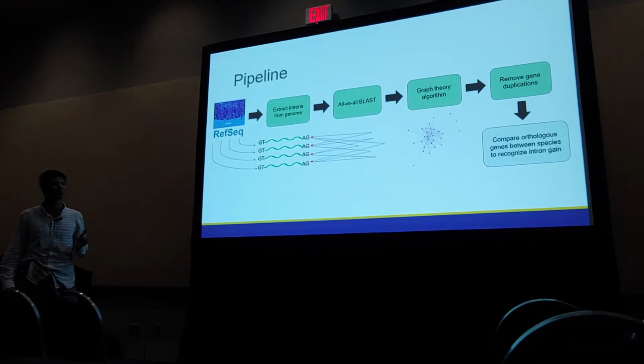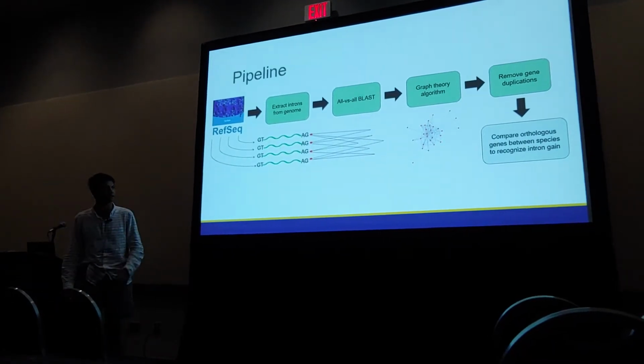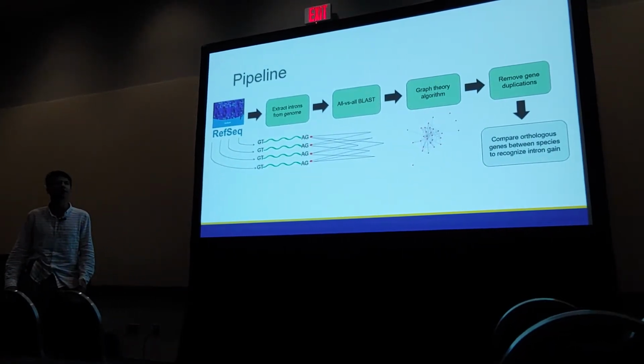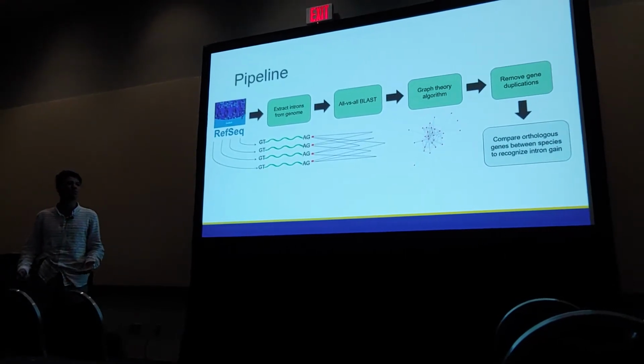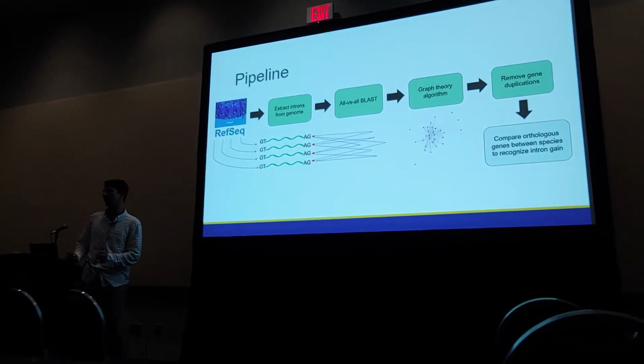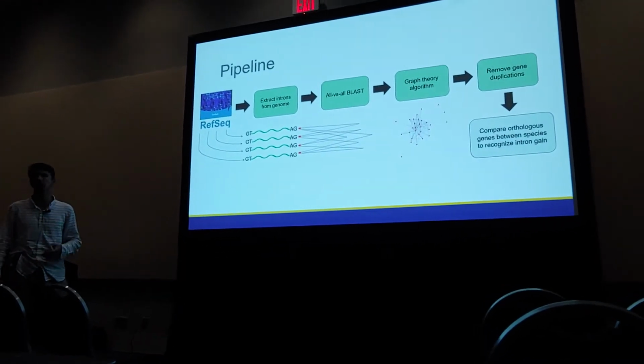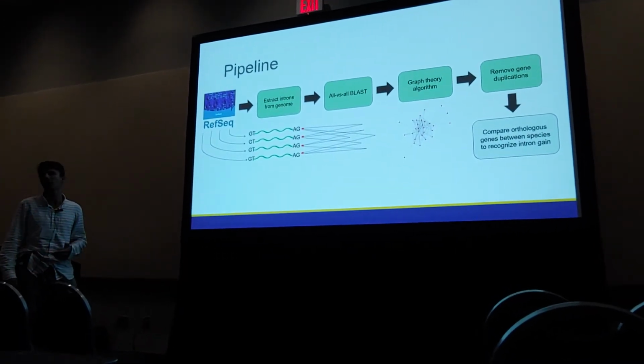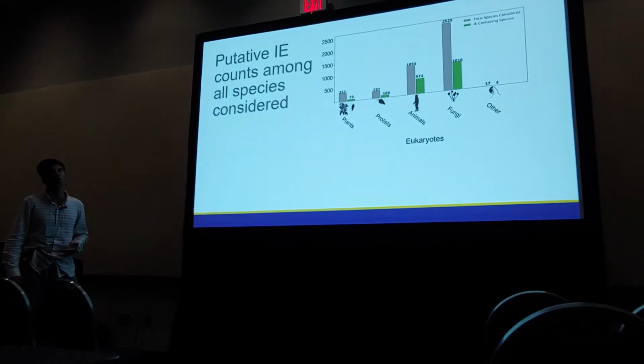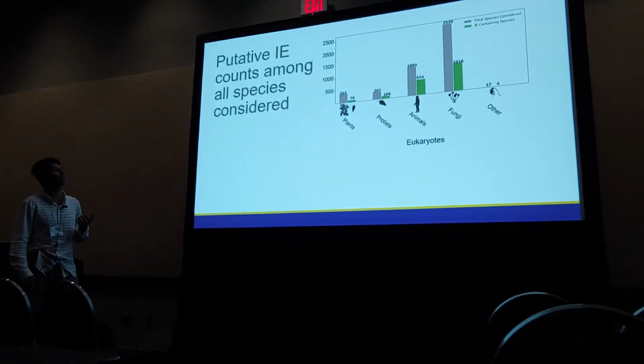And really the most integral part of this pipeline, which is highlighted in different colors because we're not quite finished with it yet, is comparing orthologous genes between species to really demonstrate that intron gain events occur. And that's something we haven't finished yet. It's the most important part of this pipeline, but we're pretty confident right now that we have some intron gain events.